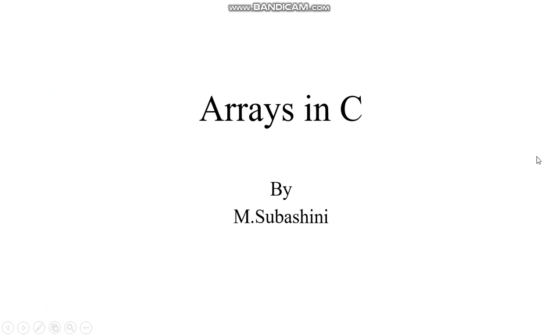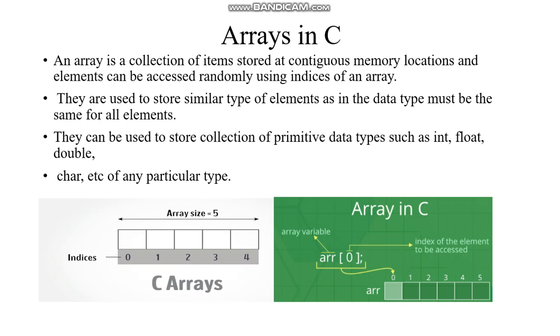Hi, we are now going to discuss arrays in C programming. What is an array? It is a collection of items stored at a contiguous memory location. All the items will be of the same data type, and all will share the same name, but they vary by index. We can access the data elements by their varying indexes.